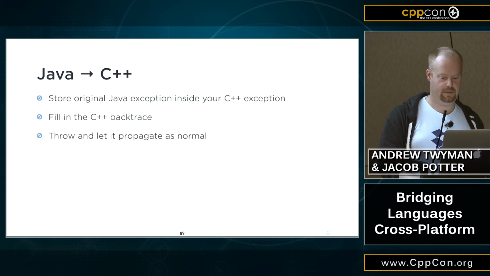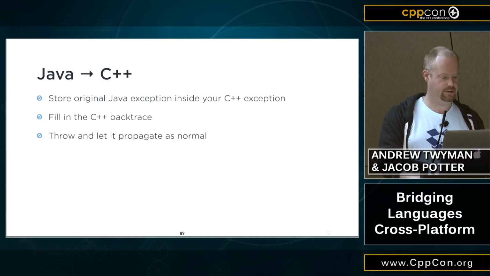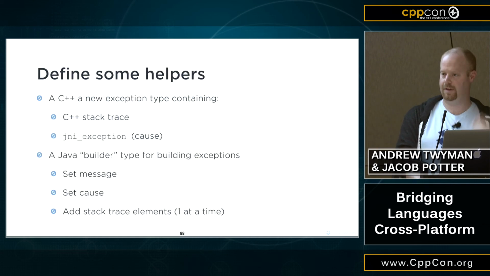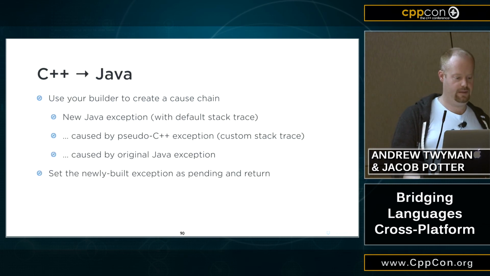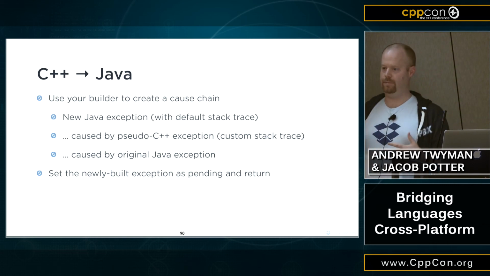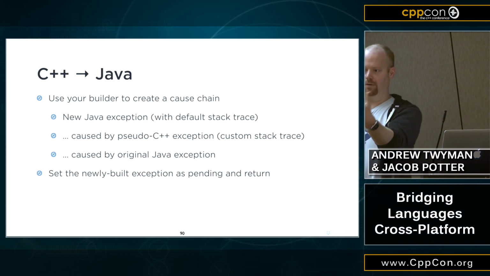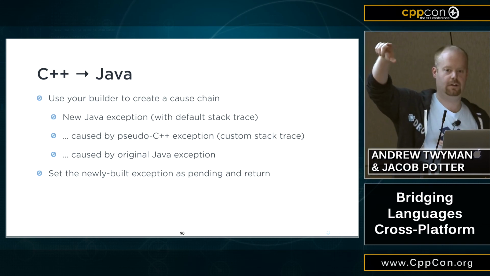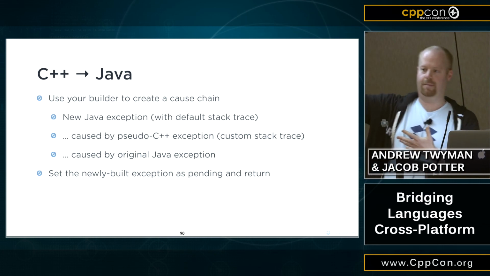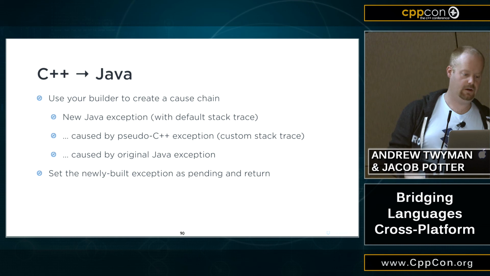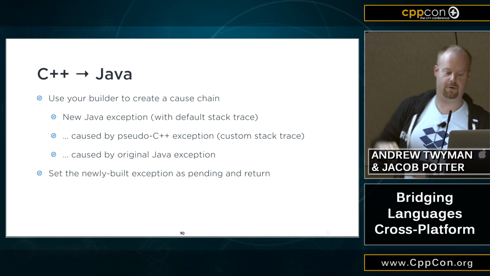But then the important thing is that in one direction, you put your JNI exception inside of a C++ exception that also has a backtrace. Let that propagate. And then in the other direction, you can then use some helpers to build a chain of Java exceptions where you've got a new Java exception you're about to throw, which was caused by a Java exception, which is a copy of your C++ exception, where you've copied over the backtrace into those stack trace elements. And then that, in turn, might have been caused by another Java exception. And this could, in theory, chain through an infinite number of levels.